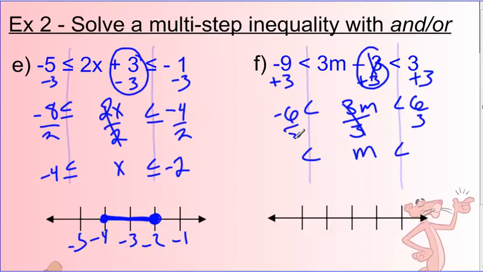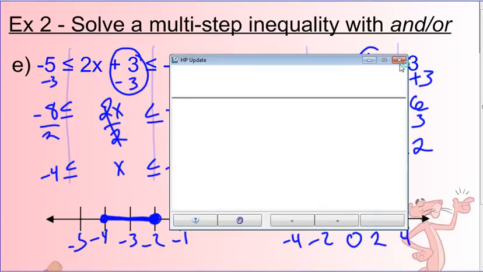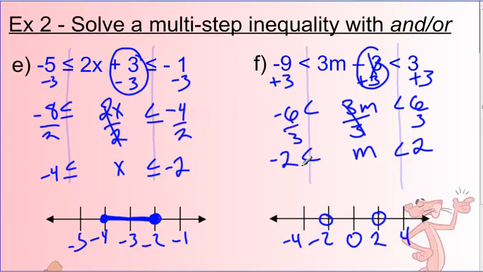So 6 divided by 3 is 2. Negative 6 divided by 3 is a negative 2. And we're ready to graph. 0, 2, 4, negative 2, negative 4. So we have a hollow dot at 2. We have a hollow dot at negative 2. Sorry about that. So we got a hollow dot at negative 2 and positive 2, and then we're going to shade in between.